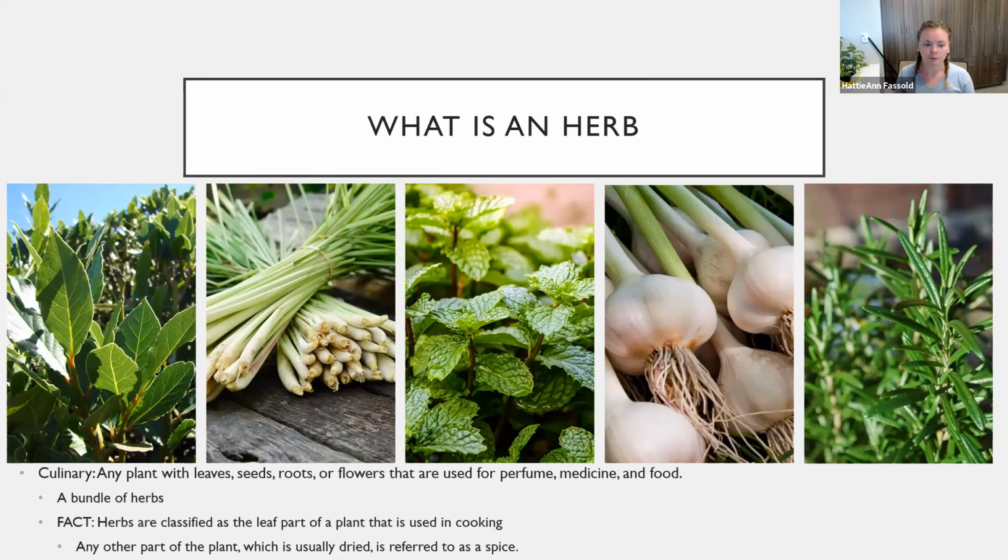So it's like a bundle of herbs, right? And fun fact is that herbs are classified as the leaf part of the plant, usually used in cooking, whereas any other part of the plant, which is usually dried, is referred to as a spice. So, for example, cinnamon is not the leaves of the plant, so that's considered a spice, or ginger, it's from the root, and so those types of things are spices in culinary terms.